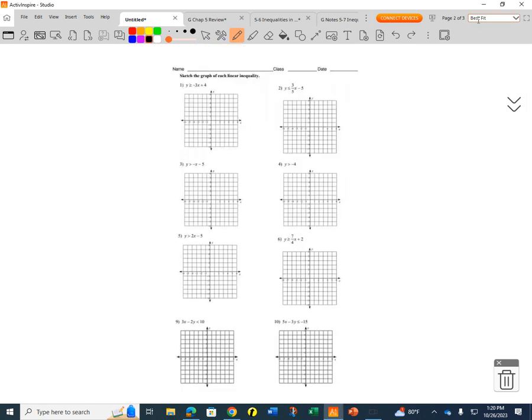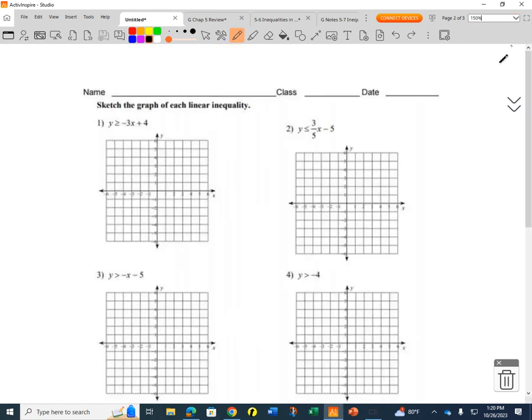Okay, so this is your worksheet. So we're going to start with number 1. So number 1, the first thing we're looking at, is it in slope-intercept form? Yep. The next thing we're looking at is, what kind of line should it be? Should it be a solid or a dotted line? Solid. Remember, if you want to write it on your worksheet, it's not a bad idea. Less than or equal to or greater than or equal to is a solid line.